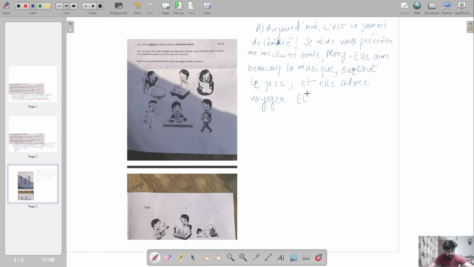Then I had to write what she does not like, so I write elle n'aime pas. This was given to me in the question, how exactly I have to start with elle aime and elle n'aime pas. So quite easy. She does not like noise. So in order to say that, I'll say le bruit. So she does not like noise. Okay, le bruit, and she does not like horror movies. So ni les films d'horreur. So she does not like horror movies.